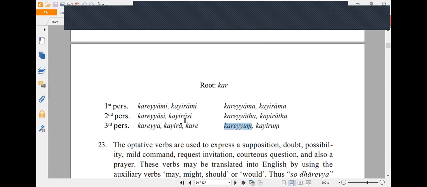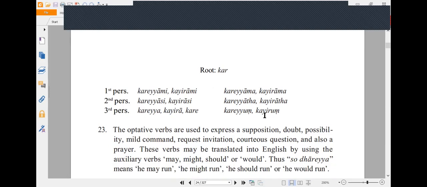So this is normal. The short form will be kare. So from kareya, you drop the ya, you get kare, right? But here there is another one, we call it kaira. Why is it? Because R and Y interchange, so it becomes kaira. Kairum, kairasi, kairatha, kairami, kairama. This thing happens also in the Tipitaka. Later I'll show you how the things change. So let me finish this one first.